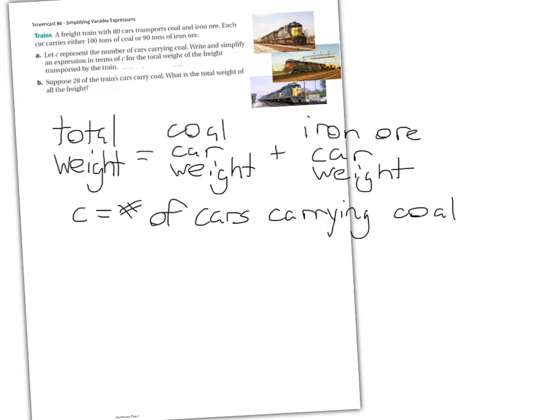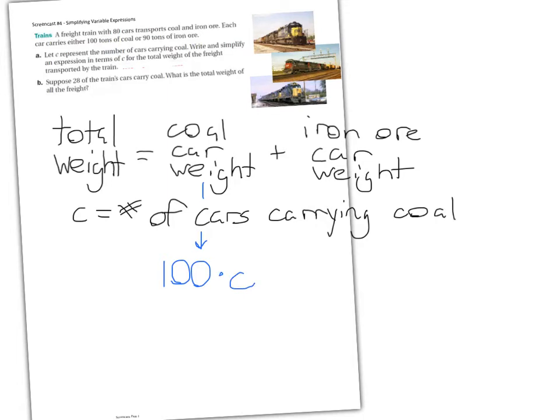Let's think about this again. If one coal car carries 100 tons of coal, then that's 100 times 1. Two coal cars would be 100 times 2. Three coal cars would be 100 times 3. Four coal cars would be 100 times 4. Five coal cars would be 100 times 5, and so on. C coal cars, remember C is the unknown number of cars carrying coal, would be 100 times C. And that's where we start. The coal car weight is going to be represented by 100 multiplied by C.